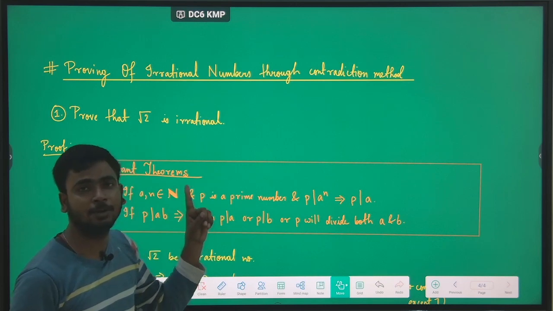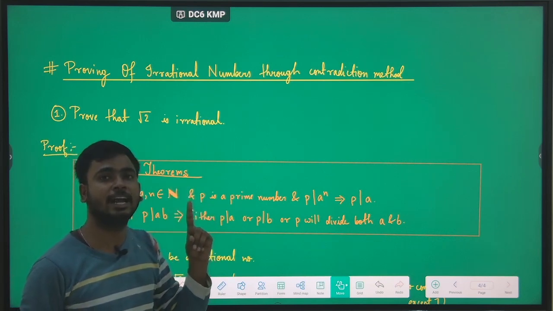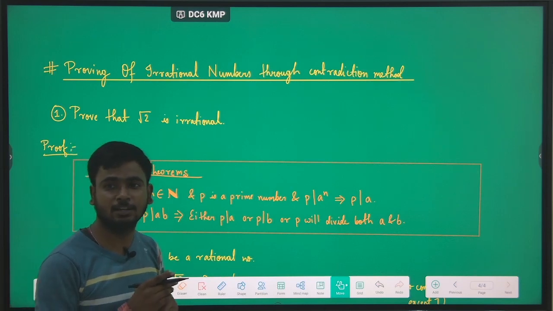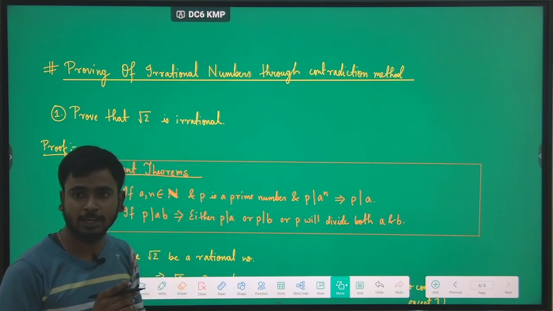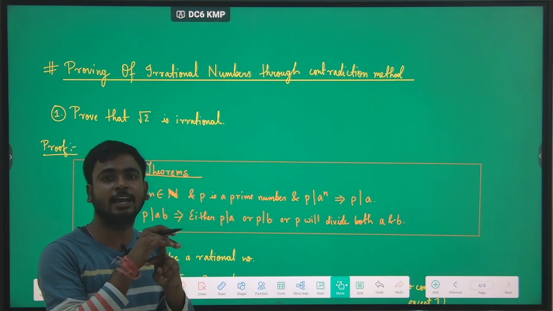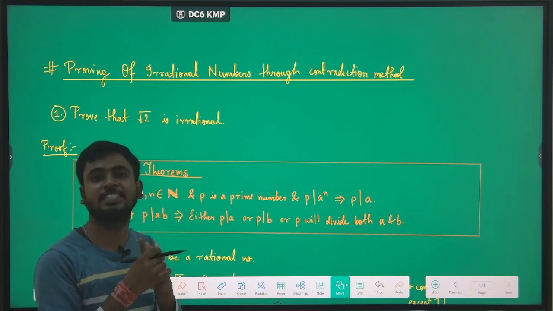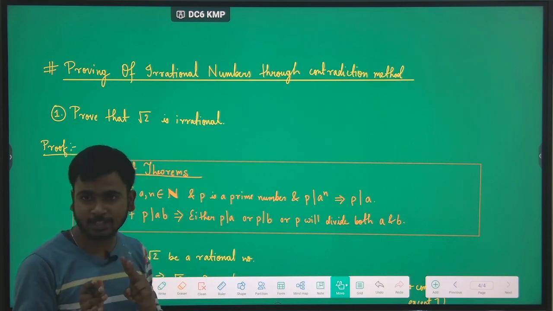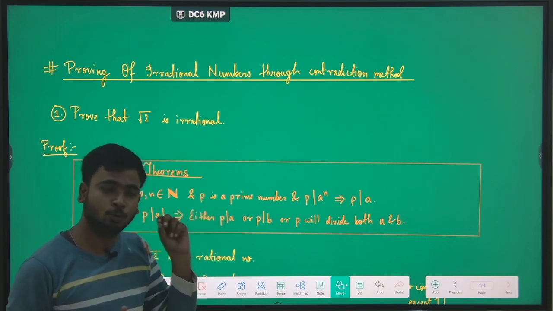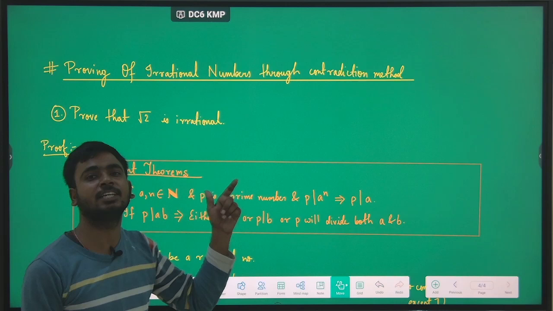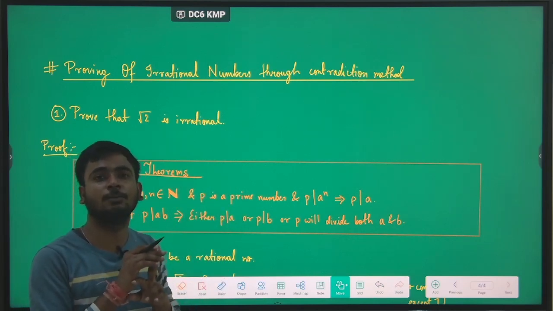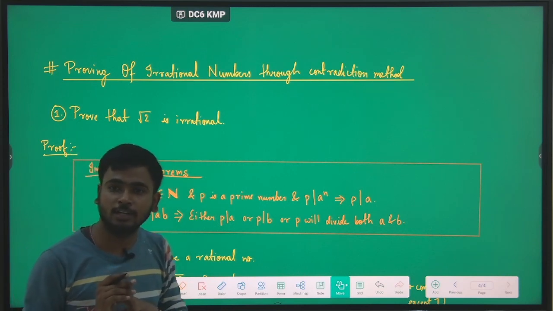For example, I have made you understand through examples that any number which is not a rational number is an irrational number. Similarly, I have made you understand through examples that any number whose exact value is not known is termed an irrational number. The first method through which we can find out which numbers are irrational is the exemplar method. The second method is the contradiction method.